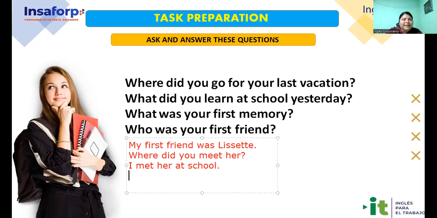Okay, nice. Let's see, how about you, Rosa? Tell us, Rosa, who was your first friend? My first friend was Ceci. Ceci, and where did you meet Ceci? I met her at high school. Okay, nice.